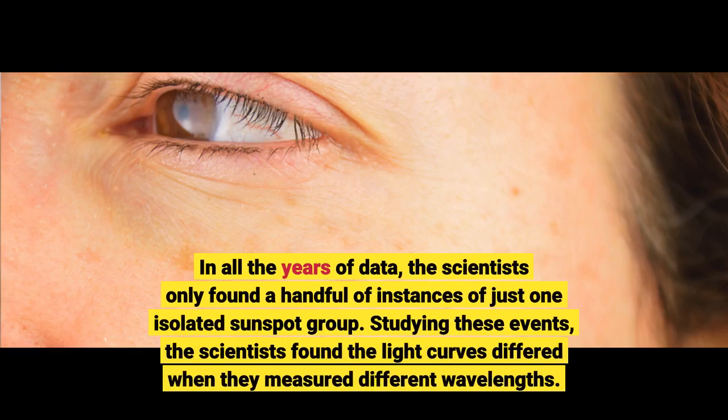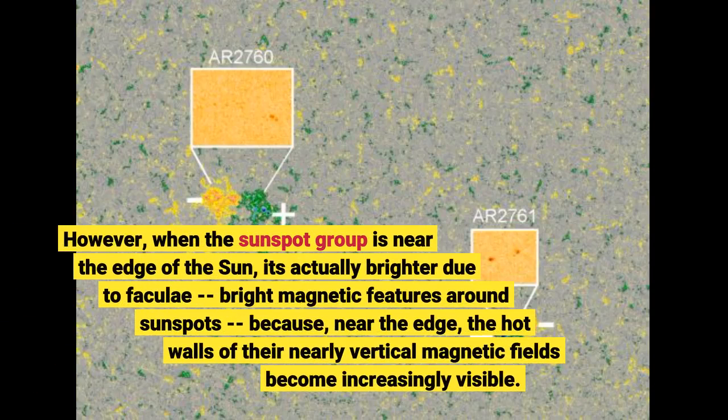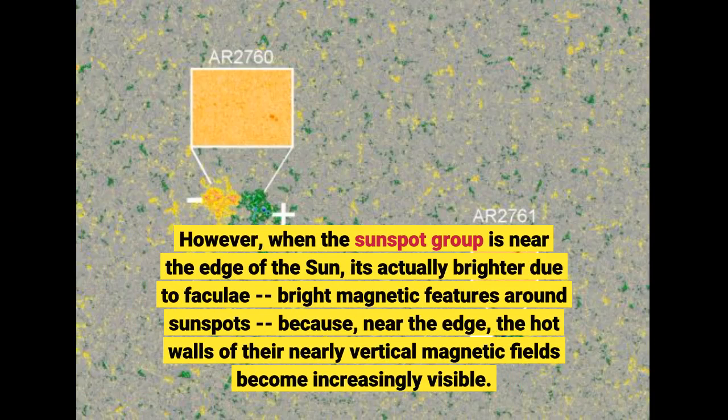Studying these events, the scientists found the light curves differed when they measured different wavelengths. In visible light, a singular sunspot at the center of the Sun appears dimmer. However, when the sunspot group is near the edge of the Sun, it's actually brighter due to faculae, bright magnetic features around sunspots, because, near the edge, the hot walls of their nearly vertical magnetic fields become increasingly visible.